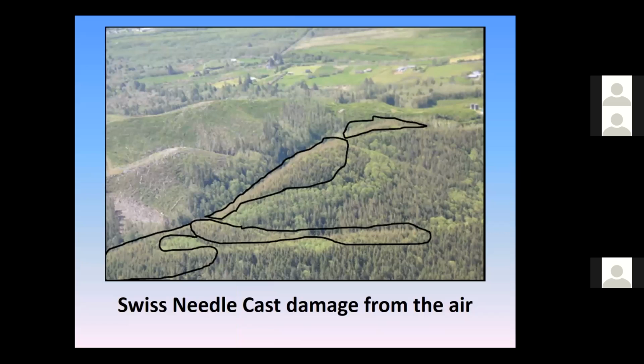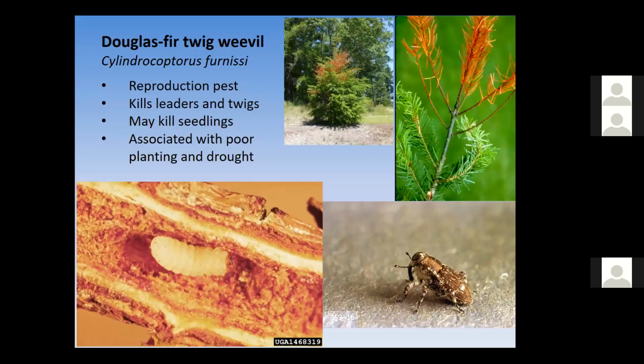So here's a picture of what that Swiss needlecast damage looks like from the air. It can get pretty severe some years, cause a lot of browning. In young Douglas fir, these are more like seedling, sapling size, you get this little top kill pattern or branch flagging, dead tips.